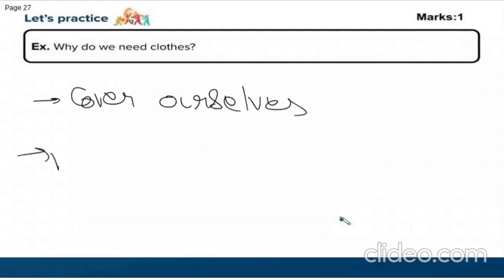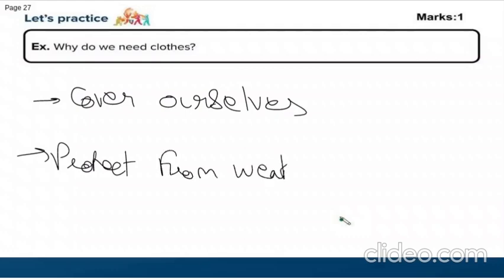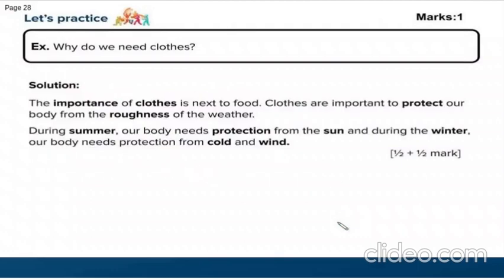Then we have to protect ourselves from the weather, correct? That is why we wear clothing. The importance of clothes is next to food. As important as food is, clothes are similarly important. They protect our body from harshness, if it is too hot or too cold. During summer we need protection from the sun, so we wear clothes. In the winter we need protection from the cold and wind, so we wear clothes, right?